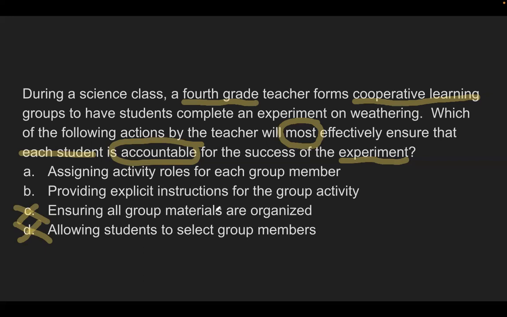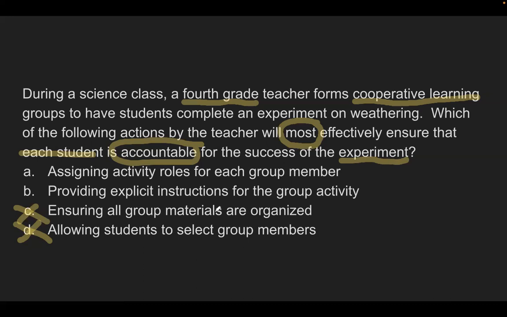It'd be chaos for fourth graders. So of course C needs to happen, but it's not the most important. It's not going to make sure that the students are accountable for what they need to do in the experiment. So we're left with A and B, assigning activity roles and providing explicit instructions for group activity. Which do we think is most effective in order to achieve the goal here in the scenario, which is for the students to be able to ensure that they're able to be accountable for their success?